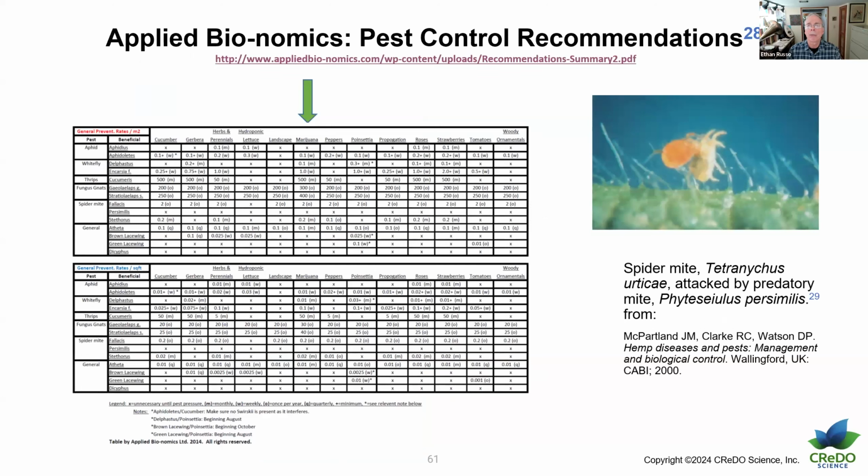This is from Applied Bionomics. Pest control recommendations. You'll see the green arrow at cannabis, not marijuana. What beneficial bugs are recommended as treatments. Here we see an example of that from Hemp Diseases and Pests. So a spider mite on the right is attacked by a predatory mite.